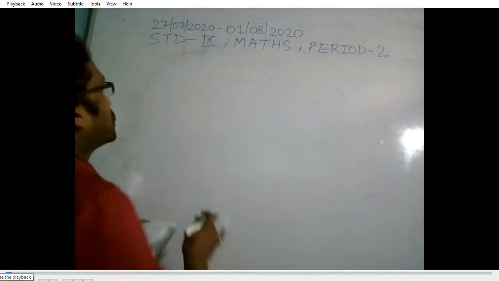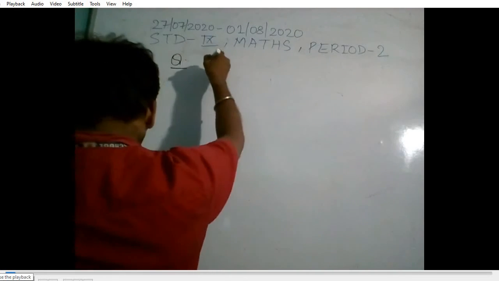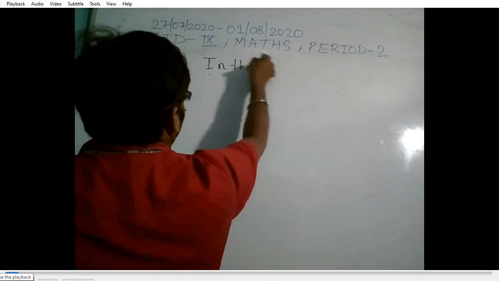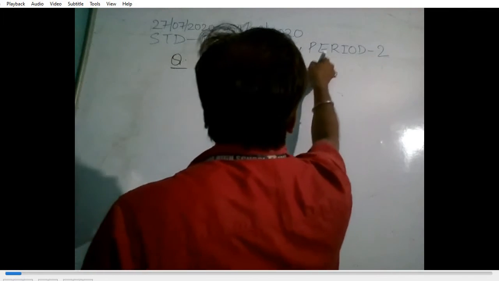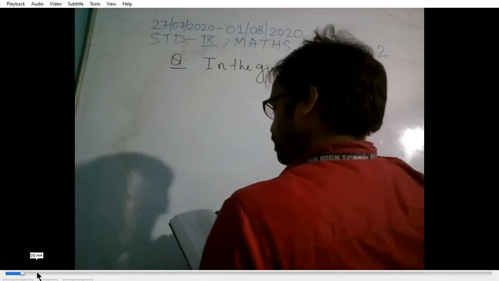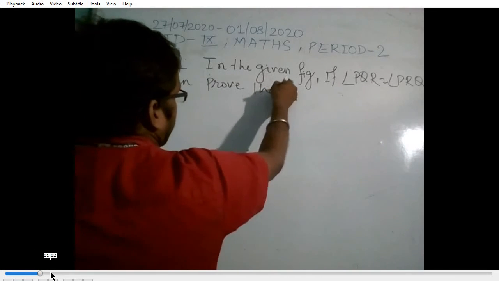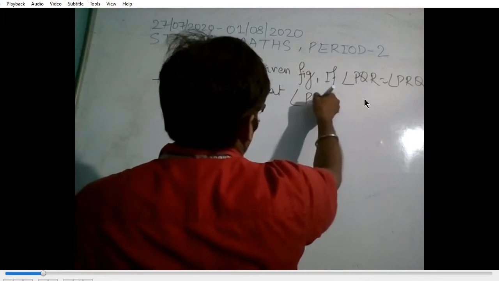In this video we will discuss linear pair. Let me write the question first. The question is saying that one figure is given here. I will draw that figure. Angle PQR is equal to angle PRQ.